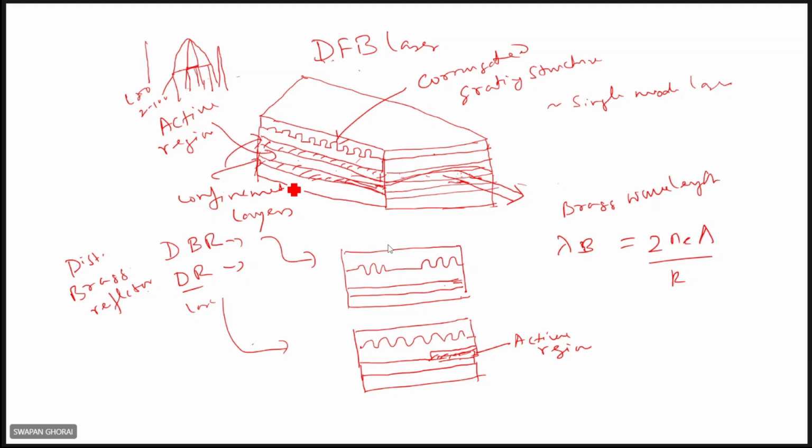The main difference is that you see some corrugated, wavy structure here. This structure is called a grating structure. Because of it, a Bragg grating is created, and the Bragg condition is satisfied. What is the Bragg condition? It is lambda_B equals 2 n effective lambda divided by K. This is the Bragg condition.